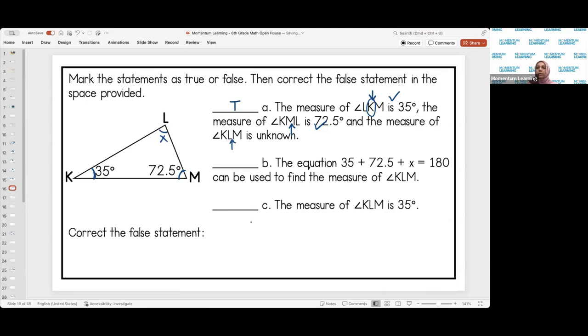The equation 35 plus 72.5 plus x will be 180 can be used to find the measure of KLM. Is it true? Is this equation true or false?